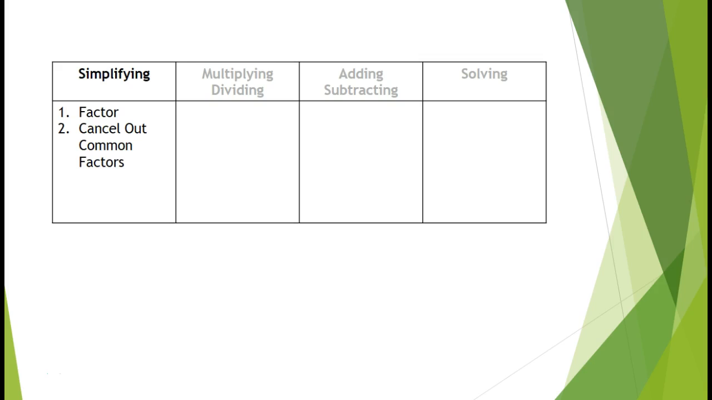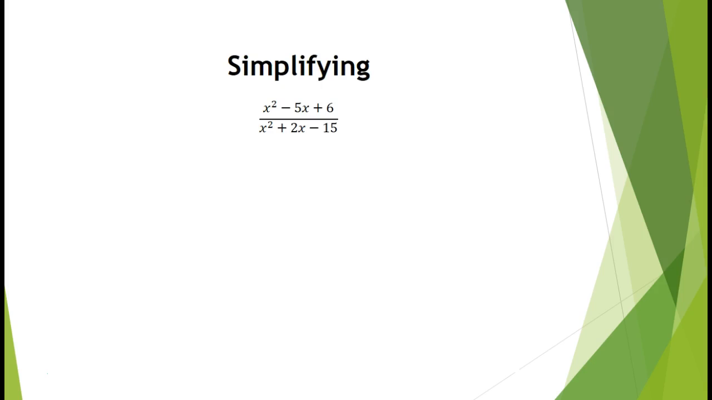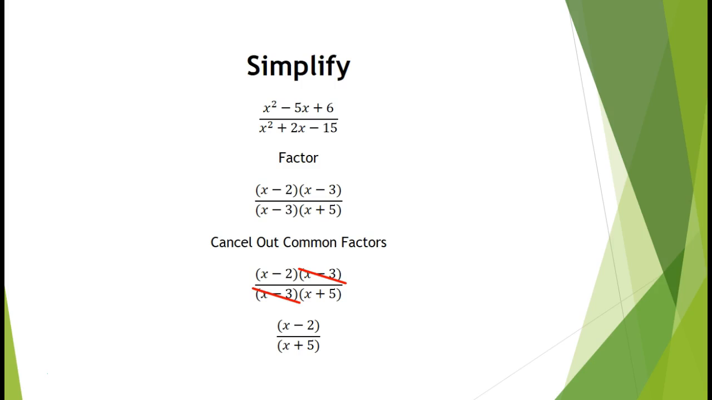We'll start with simplifying. It's a very short process. You factor everything, then you cancel out factors that are common in the numerator and the denominator. Here's an example. So we begin by factoring everything. We do have a common factor, x minus 3, in both the top and the bottom. We're going to cancel that out. There is no more simplification that can be done, so we're done, and this is our answer.